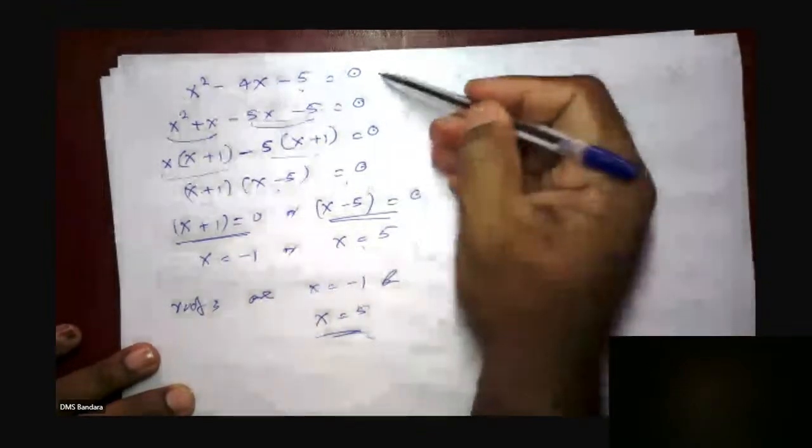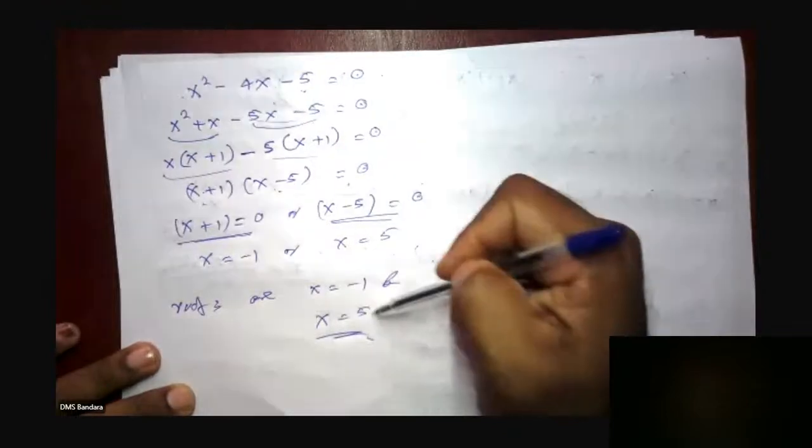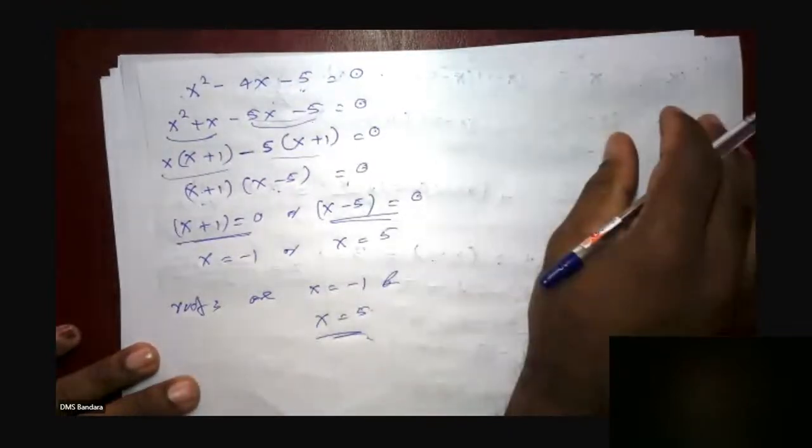The roots are x equals minus 1 and x equals 5. Minus 1 satisfies this equation, or 5 satisfies this equation. Right? This is the answer for question 1 part 2. Anything doubt on that? Very simple, right? It's a very simple thing, how to solve the quadratic equation.